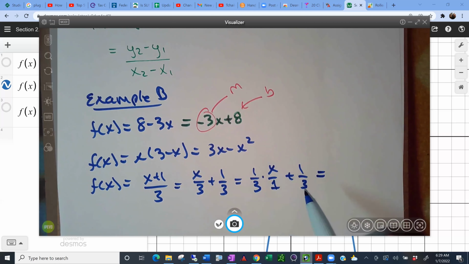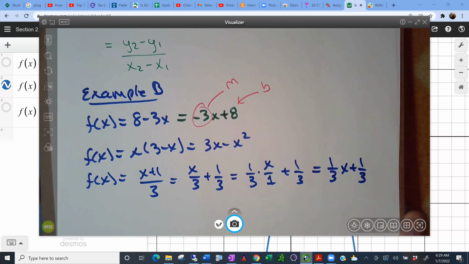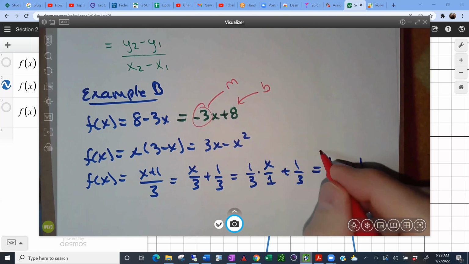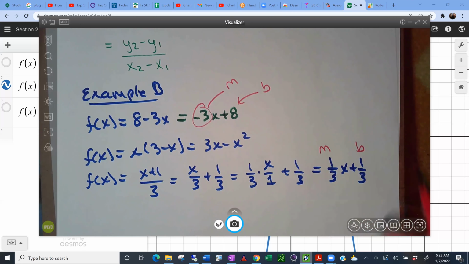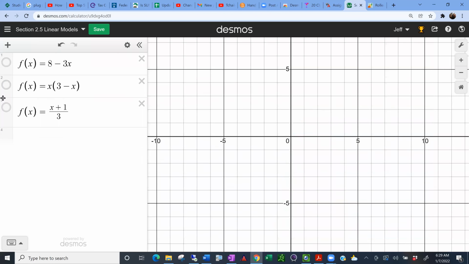Except I don't need to write it as x over 1. I'm just going to write it as x. So 1/3 x plus 1/3. So there it is. There it is in slope-intercept form. There's your slope. There's your y-intercept. Beautiful. Let's see how that matches when we take a look at the graph. So I'll shut that one off, turn that one on.